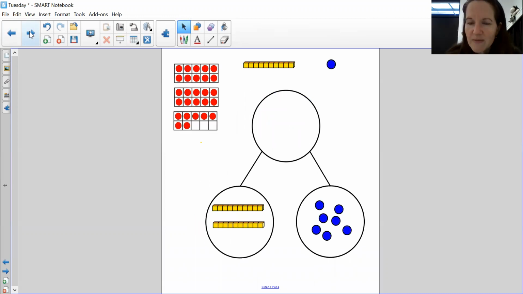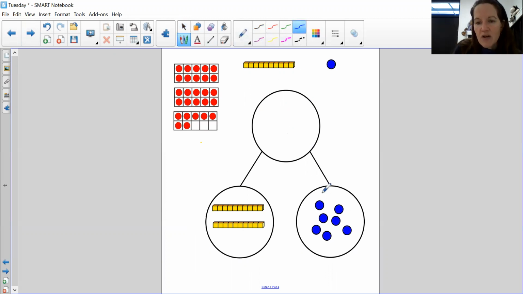Okay, try this one. How many tens? How many ones? And can you write me the number? Okay, so let's do this one. So let's have a look. I have got 1, 2, 3, 4, 5, 6, 7. I've got 7 ones. And then I've got 2 tens. So my number is, well done, 27.